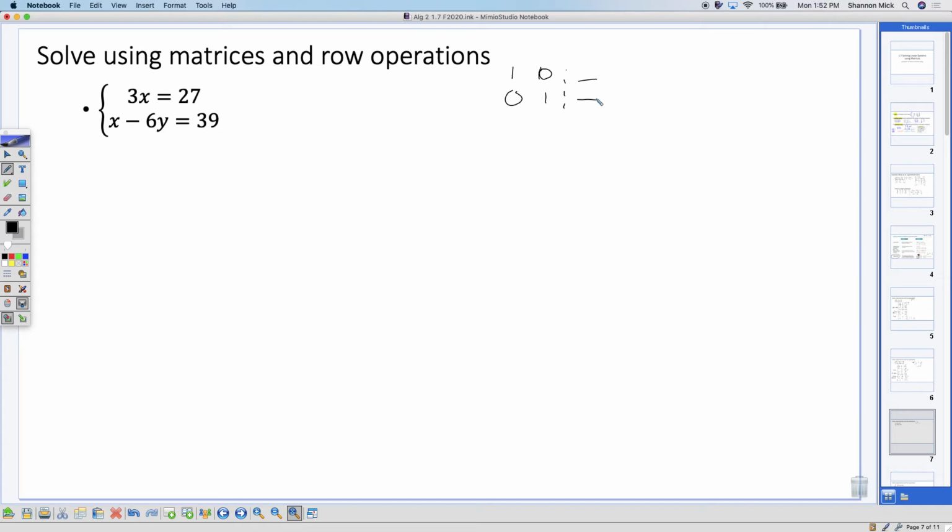If I take 1/3 R1, Y is already 0, right? So it could save me some time. Plus then you already have two 1s in x, both your x will be 1s. And then 27 will be 9. Okay, so 1/3 R1. So that's 1, 0, 9. And 1, -6, 39.